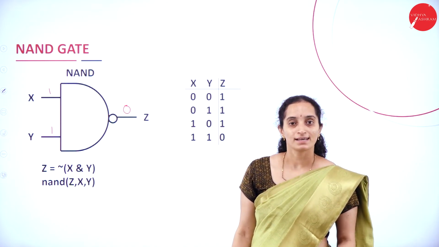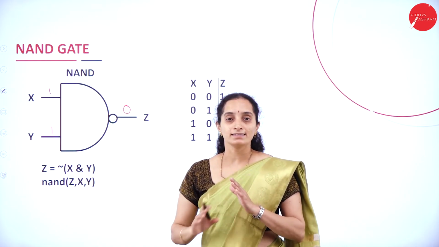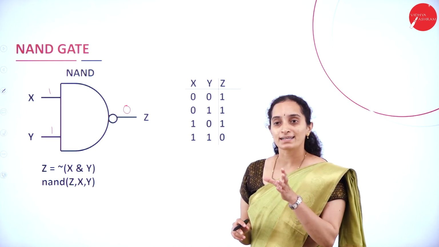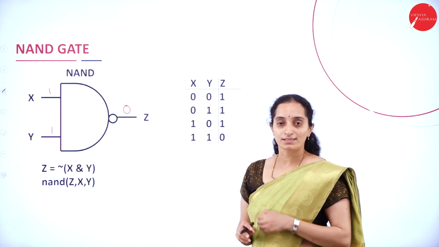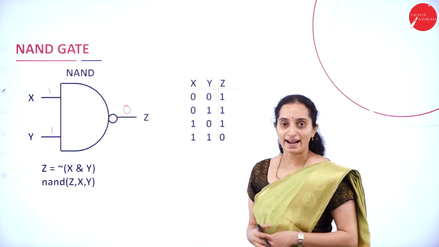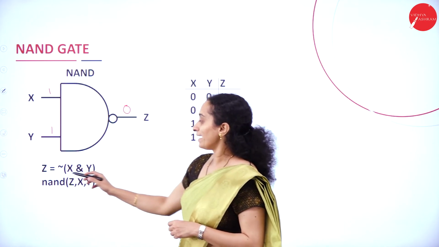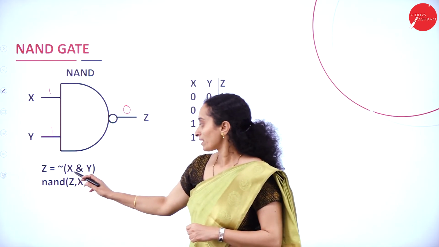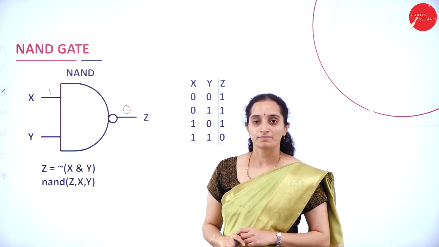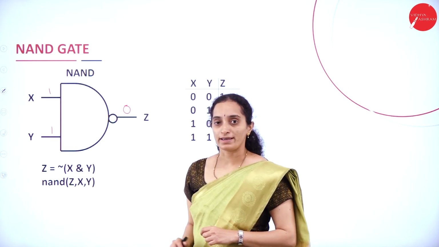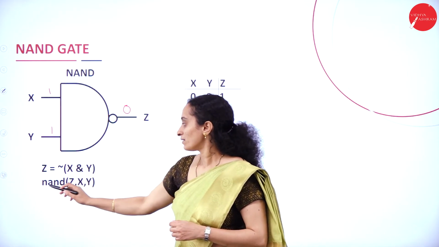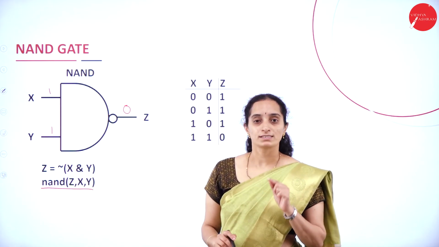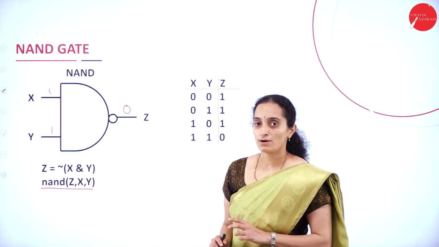How is this? AND gate and NAND gate are reverse of each other, isn't it? What the AND gate is doing, exactly the reverse is done in the NAND gate. So you can represent the NAND gate like this: Z equals complement of X and Y, X into Y, or X and Y. It can also be represented as NAND of Z comma X comma Y.